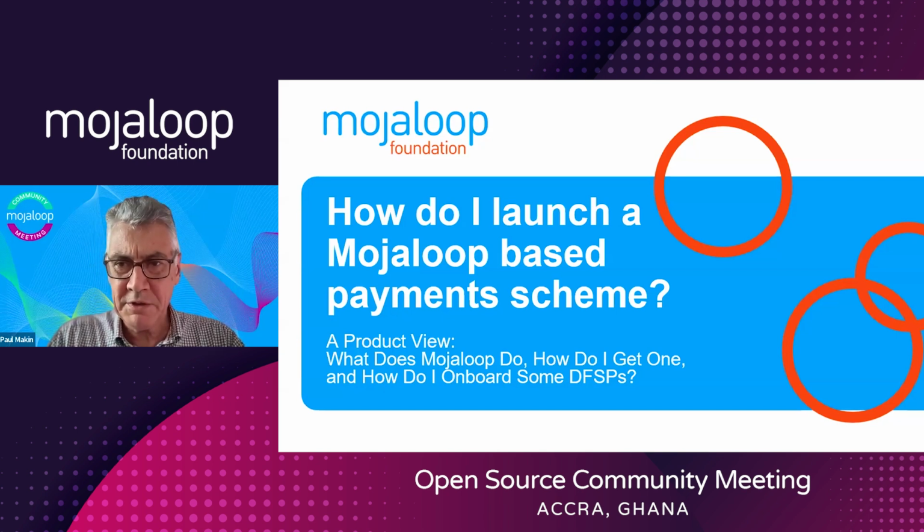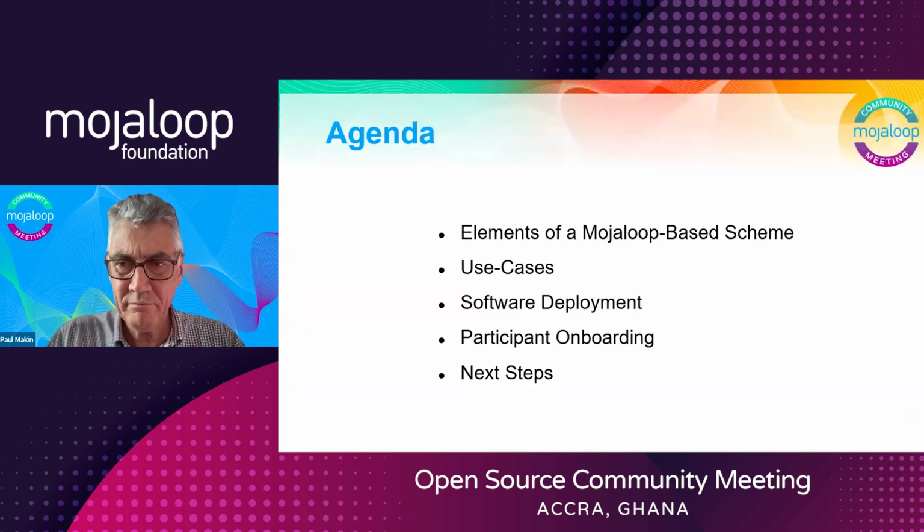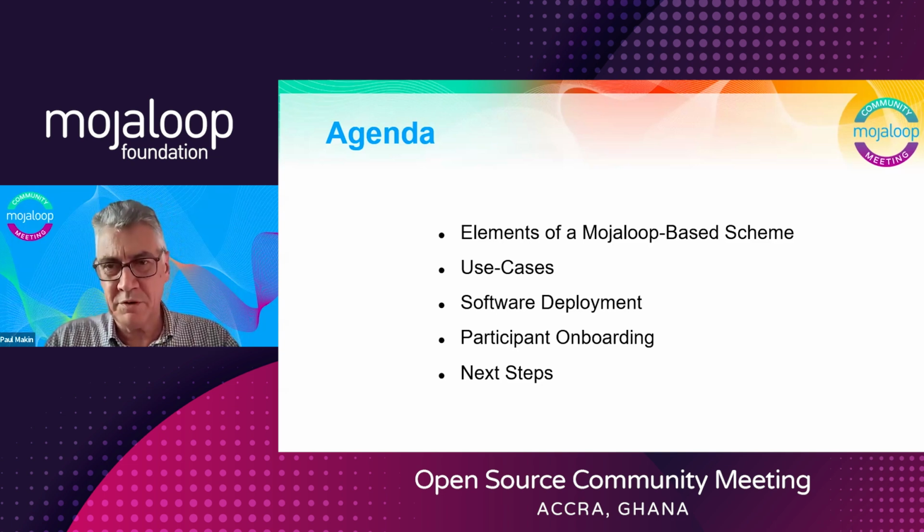So next slide, please. Okay, so we're going to talk about the elements of a Mojaloop-based scheme. As I said, I'm going to talk about a few use cases, and then I'm going to hand over to our engineering director to talk about actually the deployment of Mojaloop and how you onboard a few banks or other DFSPs onto your system. And then finally, I'll close off with what are the next steps once you actually understand what a Mojaloop comprises. So next slide, please.